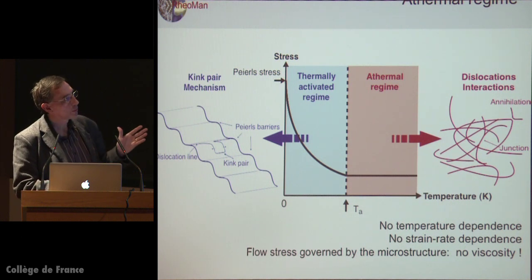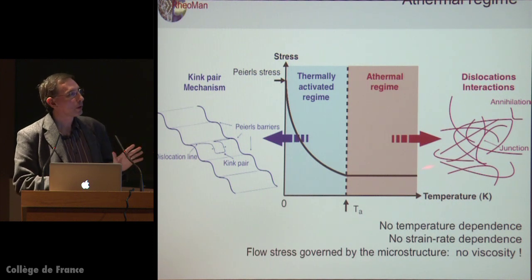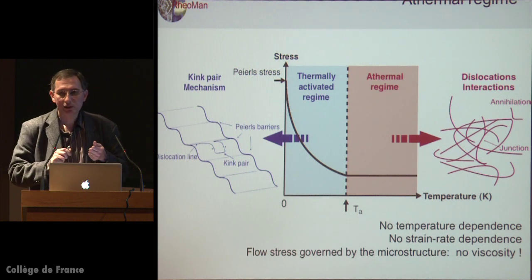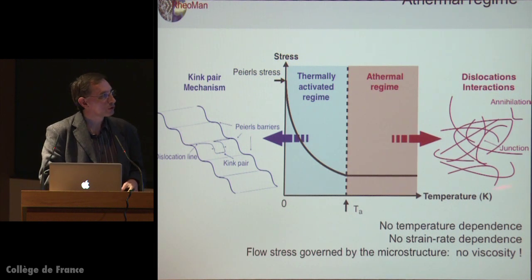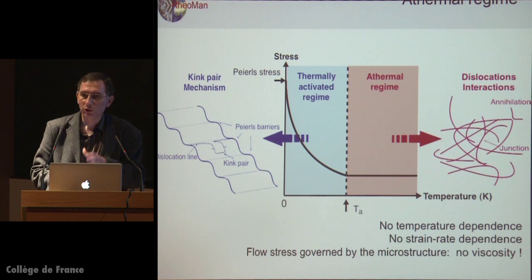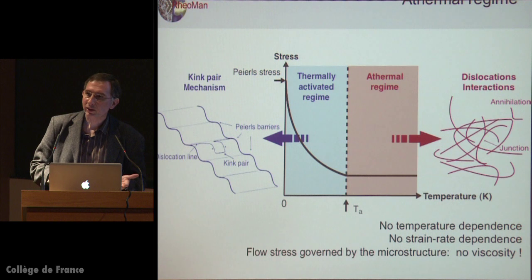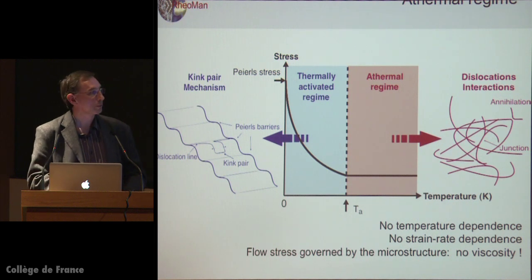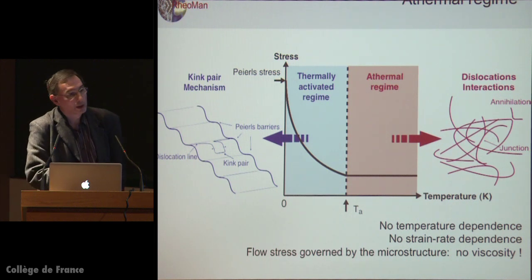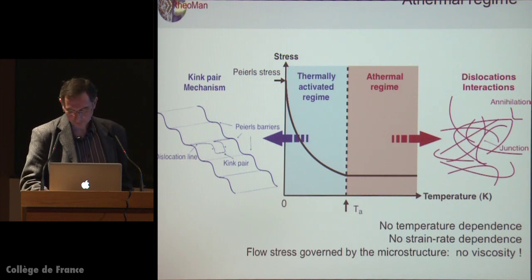It's a little bit more complicated because now the velocity of the dislocation doesn't matter. What matters is when they are stopped, entangled, when they form junctions. So now it's just the microstructure which will control the plastic behavior. So there's no temperature dependence anymore, and no strain rate dependence either. So we cannot derive a viscosity. Sometimes people are puzzled about that, but this is just a plastic solid, so there's no big mystery about that.